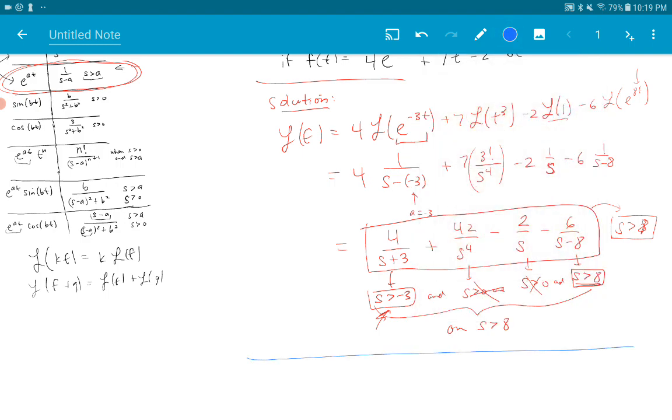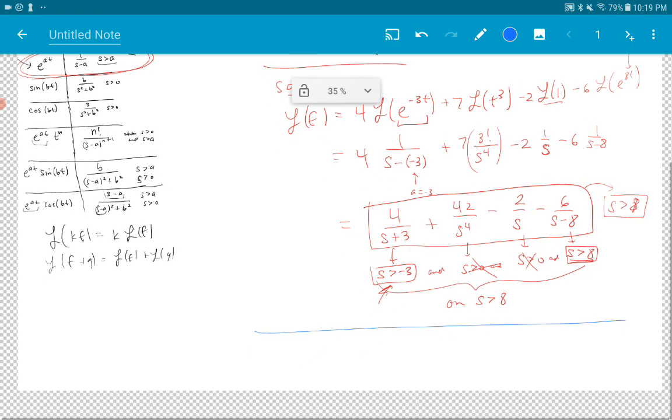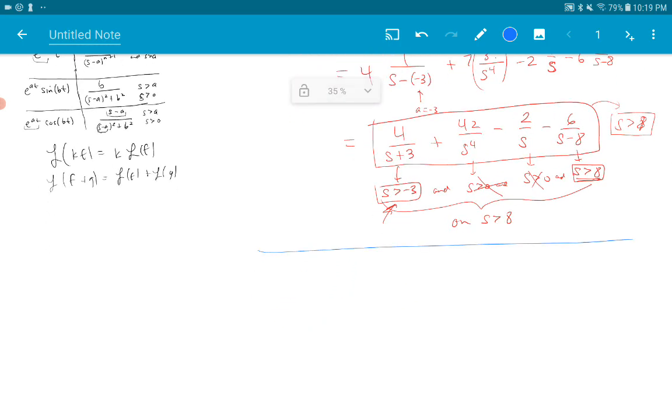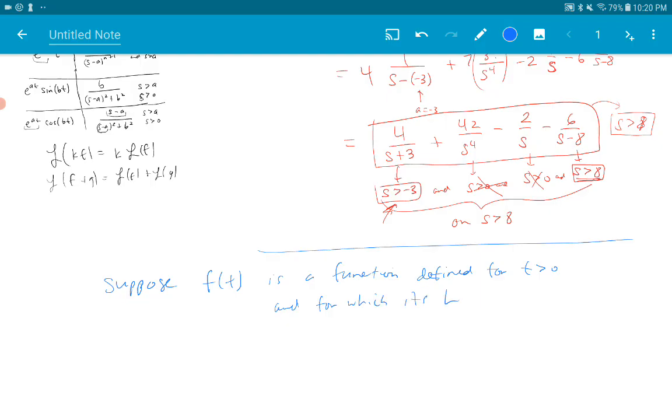All right, well, let's start talking about how these are useful for differential equations. So this is kind of interesting. The next thing we're going to do is compute the Laplace transform of the derivative of a function. Okay, so how about this? Suppose f of t is a function of t defined for t greater than 0 and for which its Laplace transform converges.